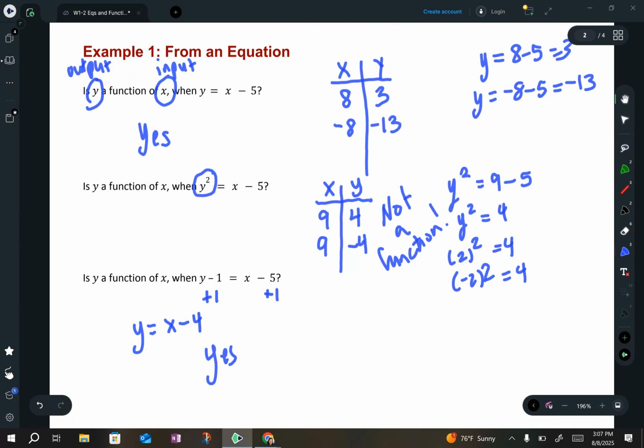All right. So really, when you're looking out for these, is it a function? If you see a y squared, you should be pretty concerned. Let's go ahead and start talking about function notation.